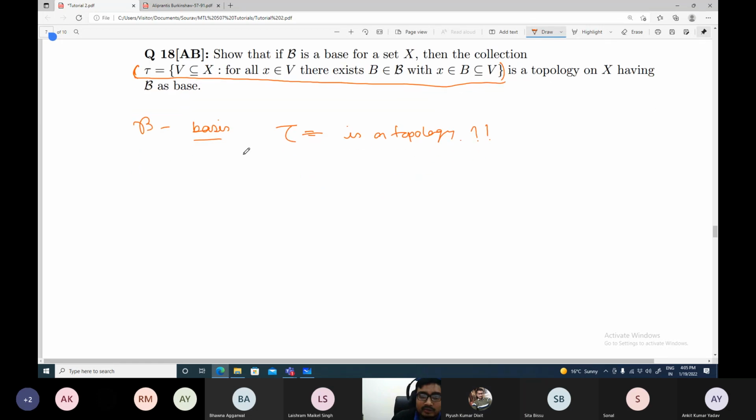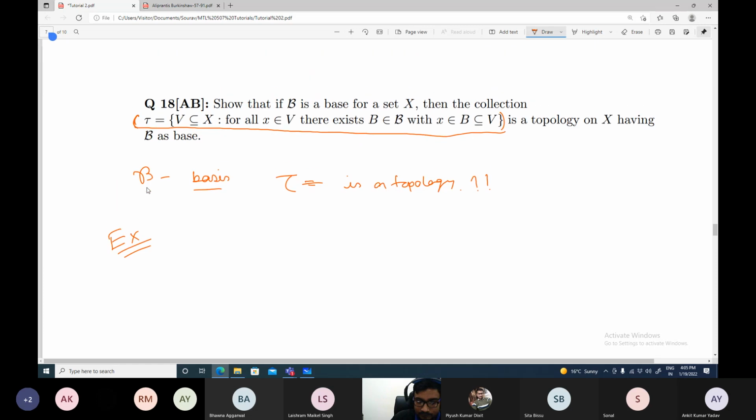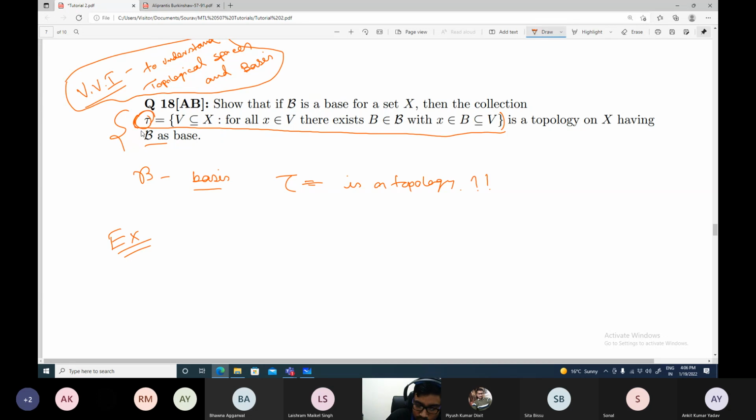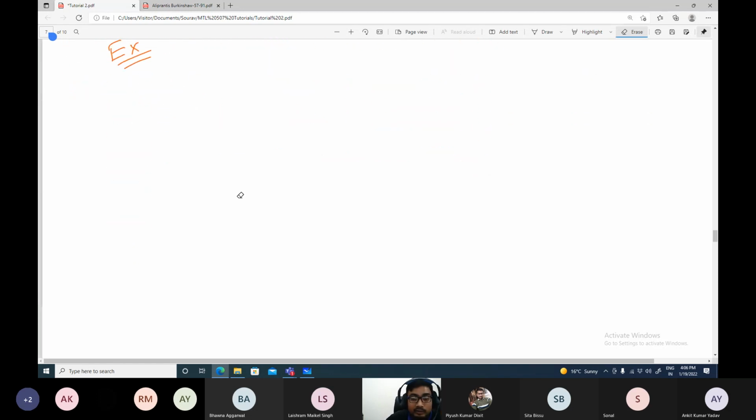Okay, I am leaving it for you. It's an exercise. Please try to solve it. Once you see this, you will understand how a basis gives you a topology. I am writing this as VVI, not for the exam, but to understand topological spaces and basis. Everyone, please try to prove that your tau is a topology. For the moment I am leaving it for you.